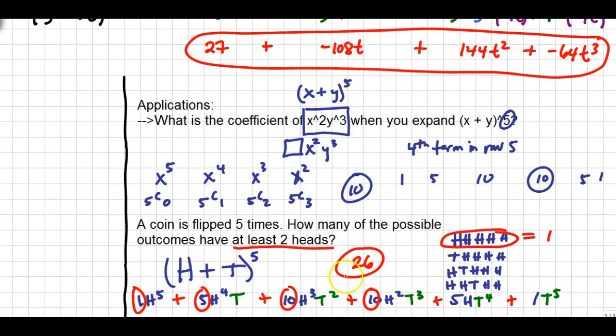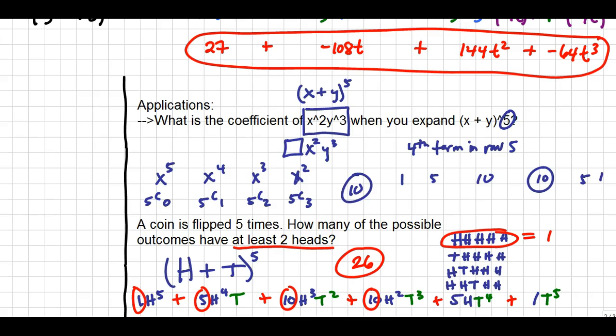I love that question because it actually helps me realize that when we did the list before, we were doing preparation work for what we're doing here with the binomial theorem. But the binomial theorem is a much simpler way of answering the question.